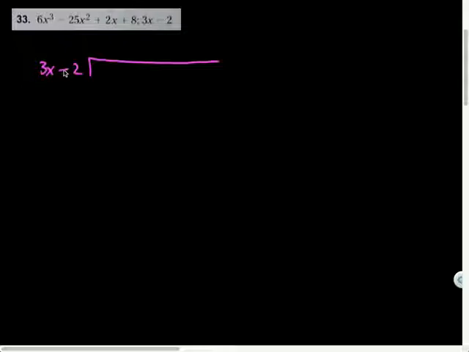So let's see, 3x minus 2 is our divisor. Our dividend is 6x cubed minus 25x squared plus 2x plus 8. No placeholders required here. And let's see, divide leading term by leading term. 6x cubed divided by 3x is going to be 2x squared. Yeah, that's a loop-de-2, I'd call it.